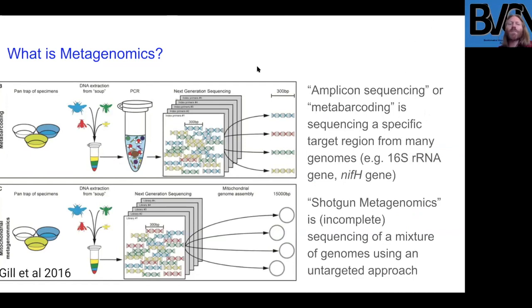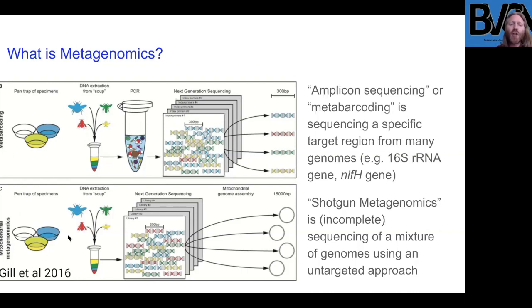Amplicon sequencing is the technique, also known as metabarcoding, where we amplify a small fragment of DNA from a mixture of many different taxa using a primer that's specific for that gene or target. By amplifying a small fragment of the DNA, we can specifically sequence that target and do downstream analyses like phylogenetic analyses or classification, things like that.